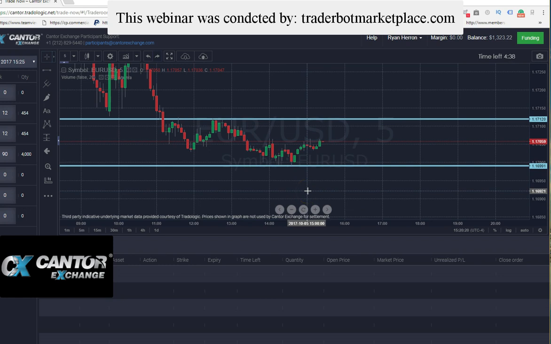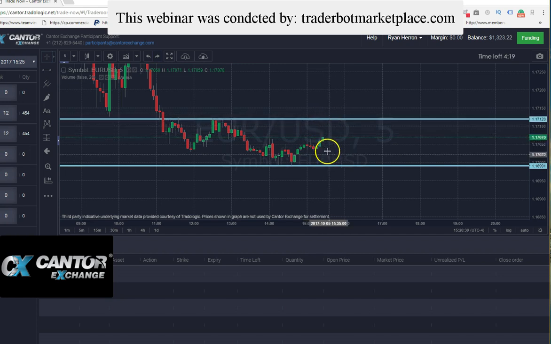Well, I'm more of a trend follower than a trend fader, so I'm going to tell you exactly how I'm looking at this trade. If price gets back down to this level right here, I'm looking to sell it, but only if it gets down there. I'm not looking to sell it here. I'll talk about that in a second.